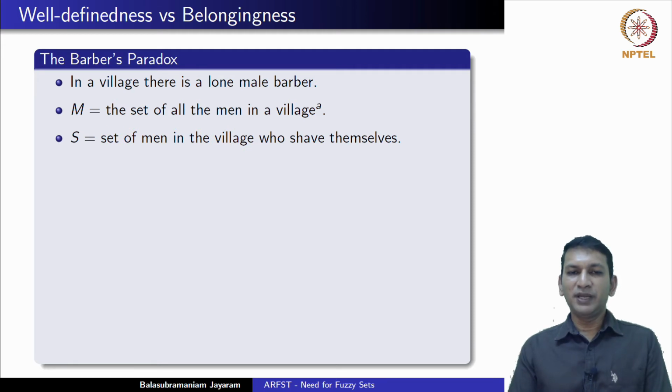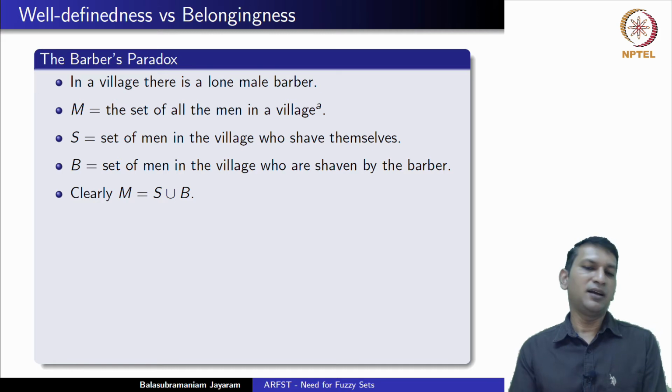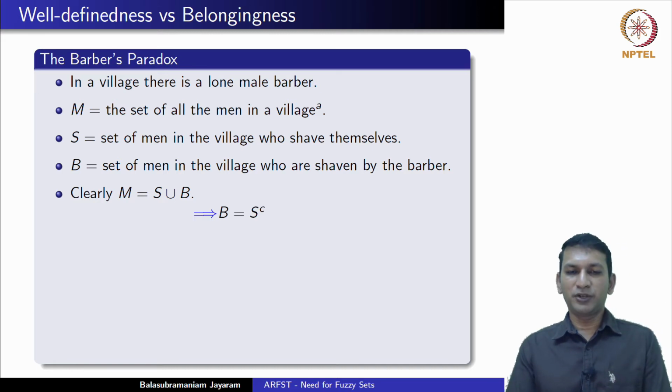S is a set of men in the village who shave themselves, and B is a set of all men in the village who are shaven by the barber. So clearly M is made up of the union of the sets S and B. In other words, you can look at B as the complement of S, and in that sense B intersection S should be empty. That means B and S should not overlap.